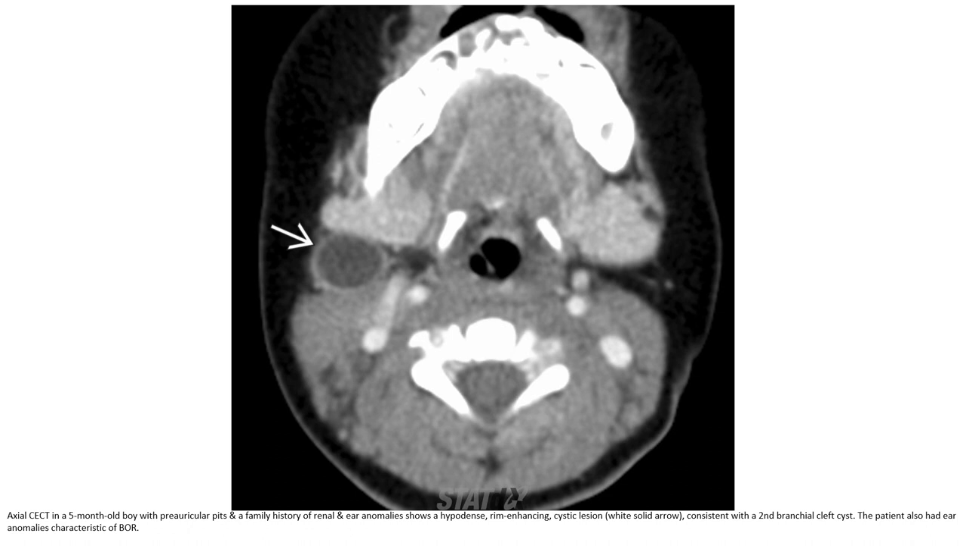Contrast CT in a 5-month-old boy with a preauricular pit and a family history of renal and ear anomalies also shows a hypodense, non-enhancing cystic lesion consistent with a second branchial cleft cyst. The patient also had ear anomalies characteristic of BOR.